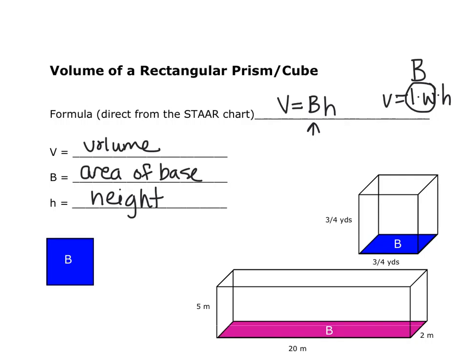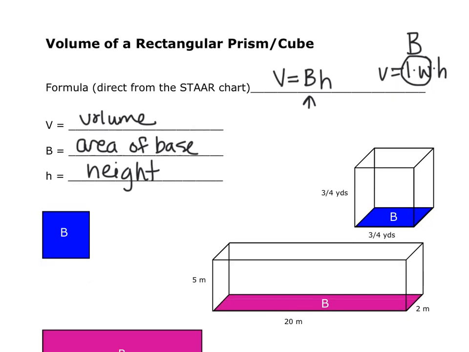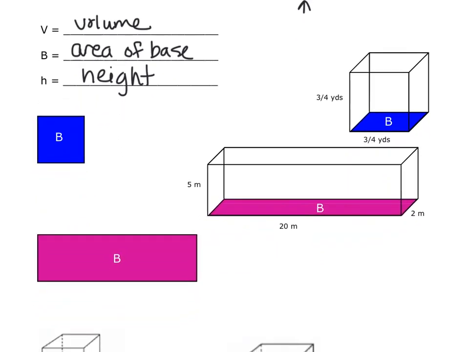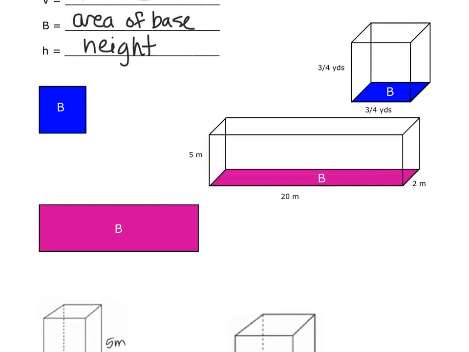So we have two shapes here. We have a cube and we have a rectangular prism. A cube is just a special name for a rectangular prism. It means that all sides are the same length, in this case 3/4 yard. So what we're going to do is start with our formula, and I'm going to come down here to this one first.